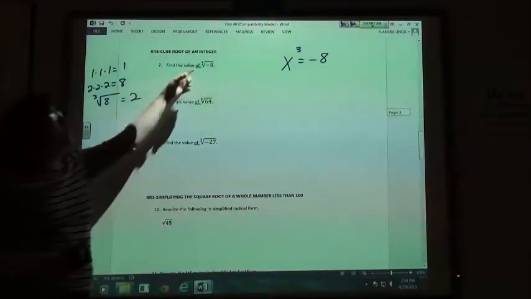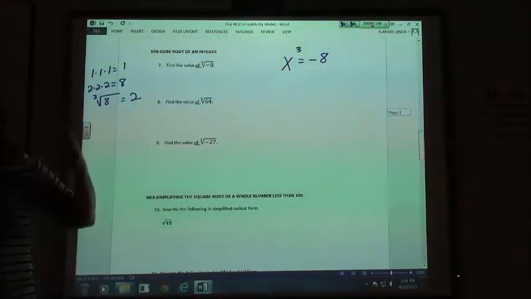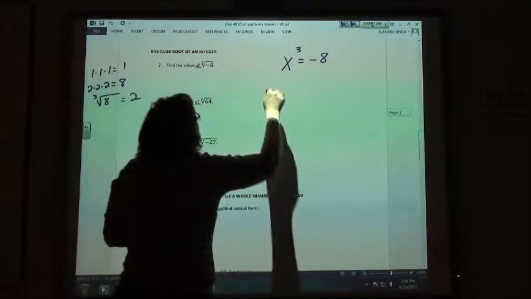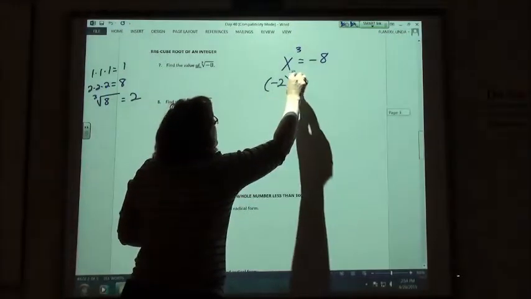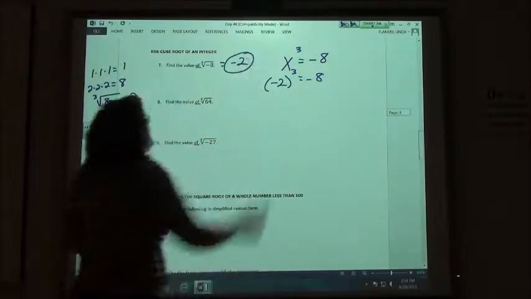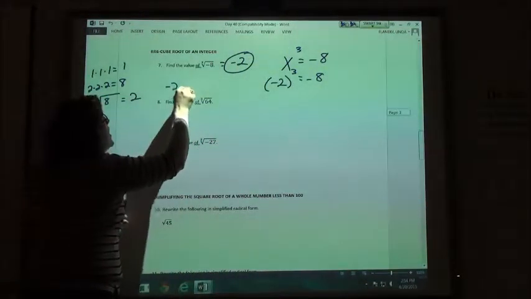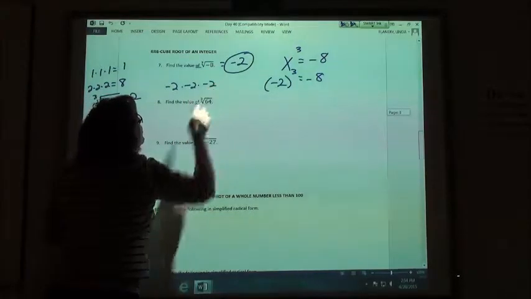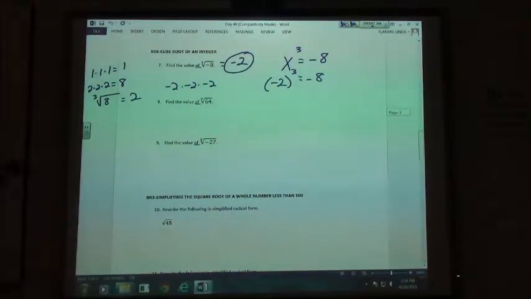Hey, the cubed root of 8 would be 2. I want to do the cubed root of a negative 8. So, hey, cubed root of negative 8 is going to be negative 2. Because if you took negative 2 times negative 2 times negative 2, guess what? You get negative 8.